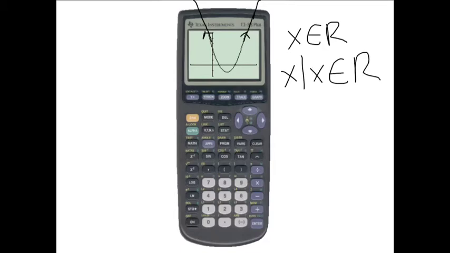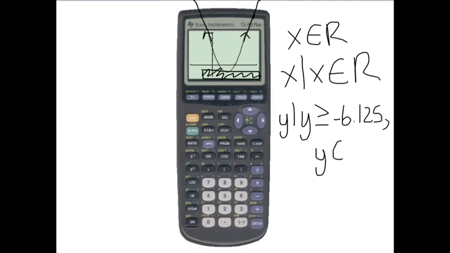When it comes to the range, that's how it exists along the y-axis. Now you notice, underneath here, this parabola doesn't exist at all. There seems to be a point where it starts. In that case, that's going to be your minimum. So it's directly related to your minimum here. What you can say is that y such that y is greater than or equal to negative 6.125, and y is a member of the real numbers as well.